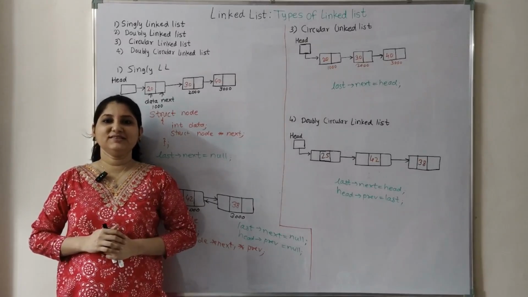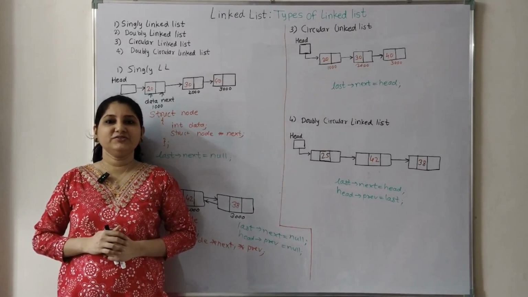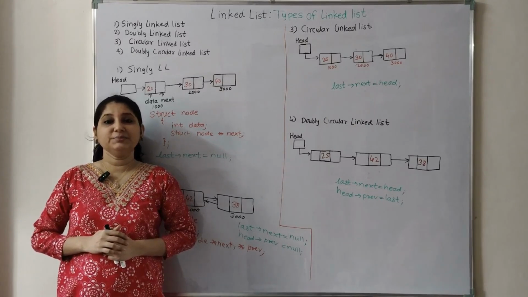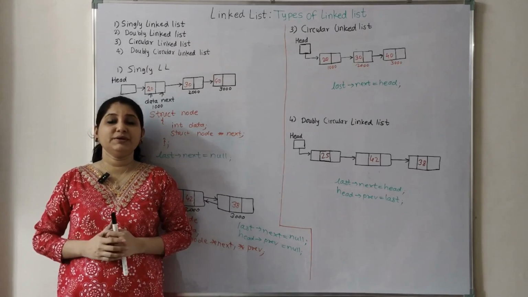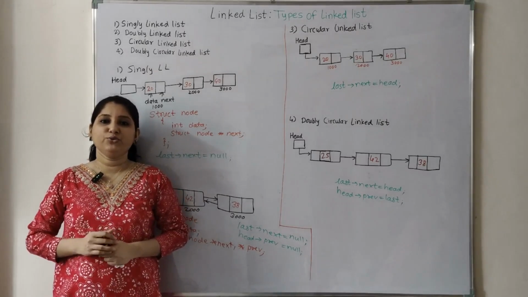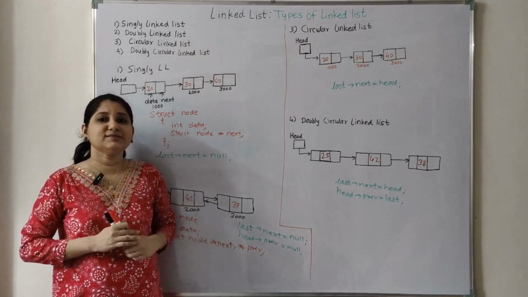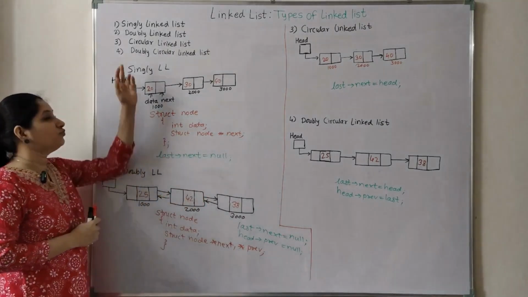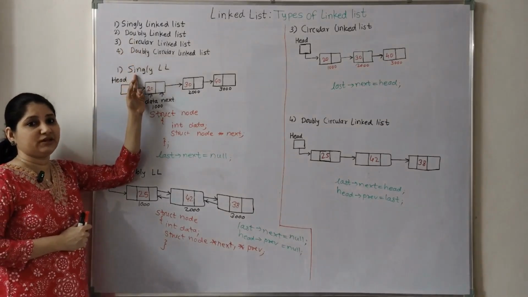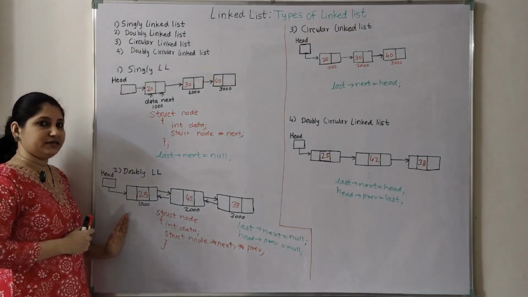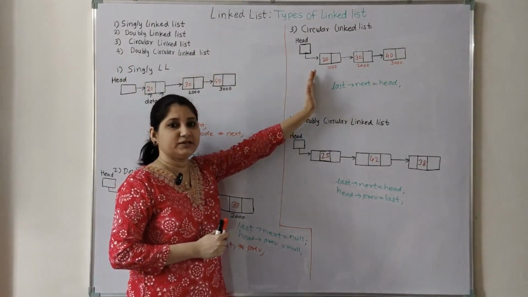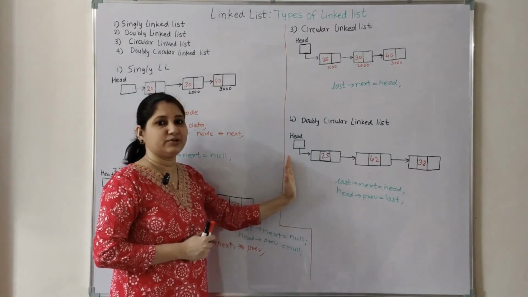Hello everyone, in this video we will discuss the different types of linked list. In the previous video we learned what a linked list is and how memory is allocated to our nodes in the linked list. In this video we will discuss the 4 different types of linked list available. The first one is singly linked list, the second is doubly linked list, the third is circular linked list, and the fourth is doubly circular linked list.